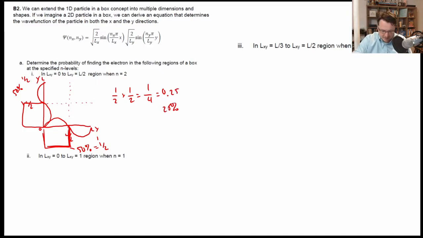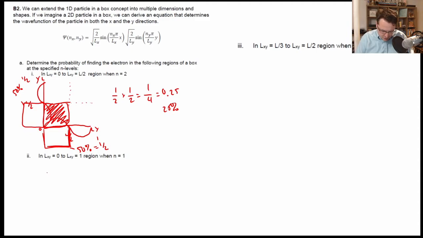25% of the time then, this region, which is what we're looking at, this is what we're trying to figure out. 25% of the time, that's where you're going to find the electron in a 2D particle in a box. If it was a 1D particle in a box, it would be 50% of the time, but because we're looking at it in 2 dimensions now, that's going to cut it up a bit more. And that's all the approach really is. You just simply do that right there.